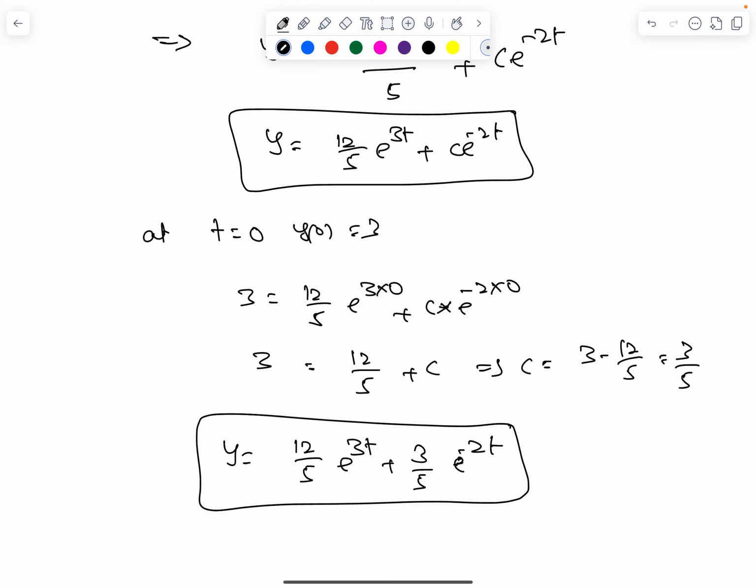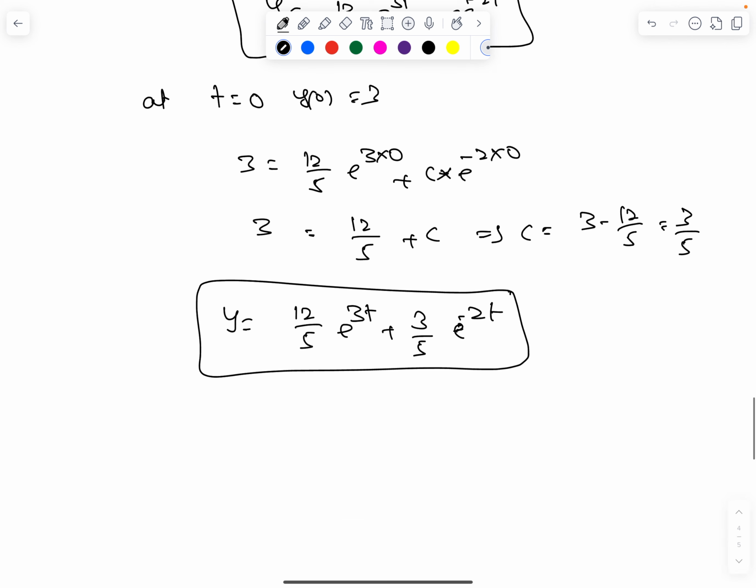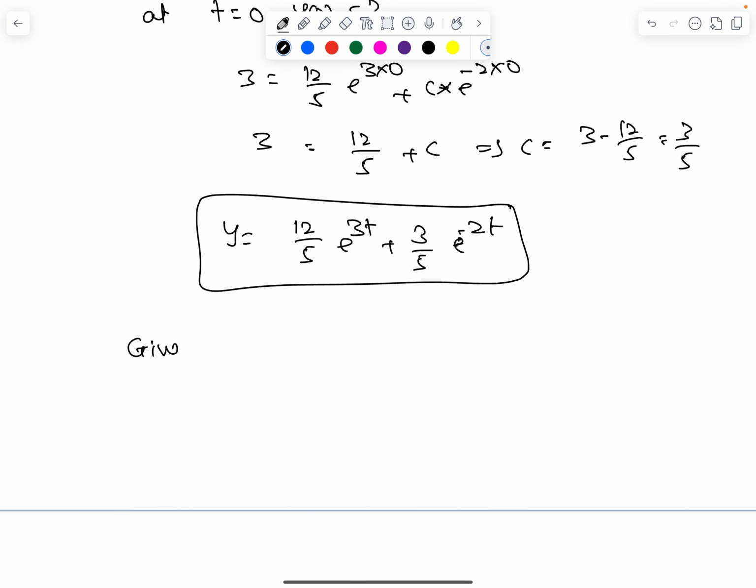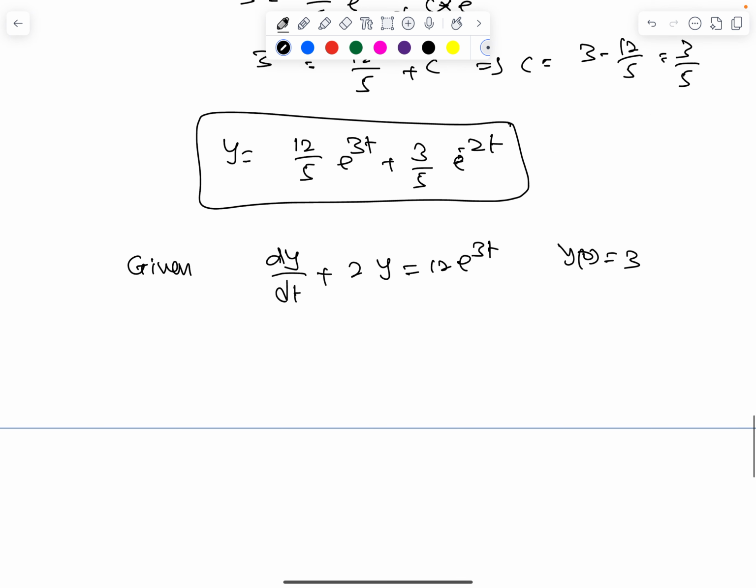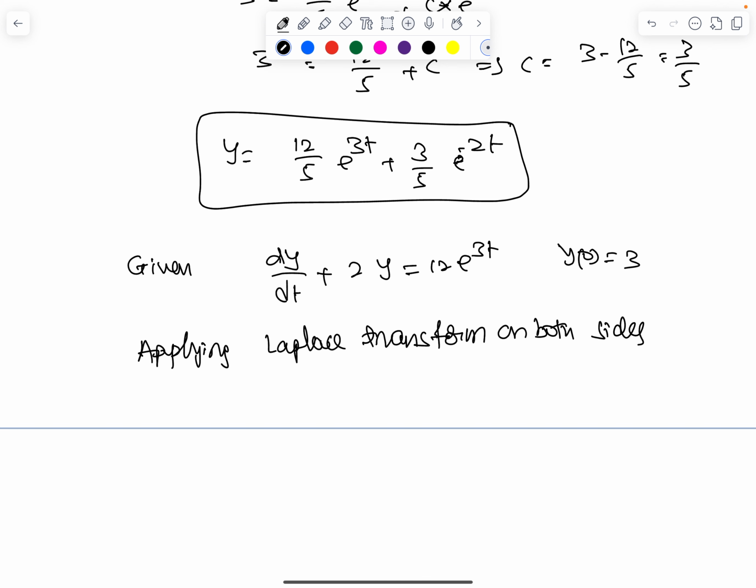This is the solution using the direct method. Now we will apply the Laplace transform. What is the given differential equation? It is dy by dt plus 2 into y is equal to 12 e power 3t, with y of 0 equal to 3. Therefore, apply the Laplace transform on both sides. So, we will get the Laplace transform of dy by dt plus 2y is equal to the Laplace transform of 12 into e power 3t.